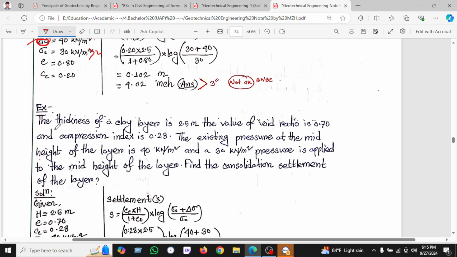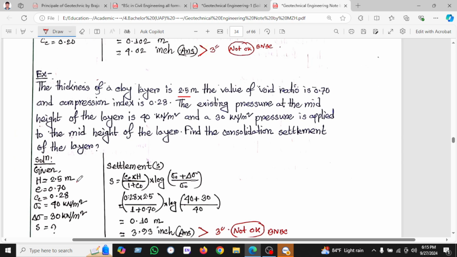We have seen another example. The thickness of the clay layer is 2.5 m, the void ratio is 0.7, and the consolidation coefficient is 0.28. The existing pressure at the mid-height of the layer, sigma naught, is 40, and a 30 kN pressure is applied at the mid, which is delta sigma. Find the consolidation settlement of the layer.